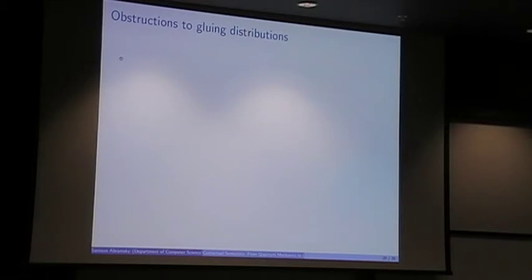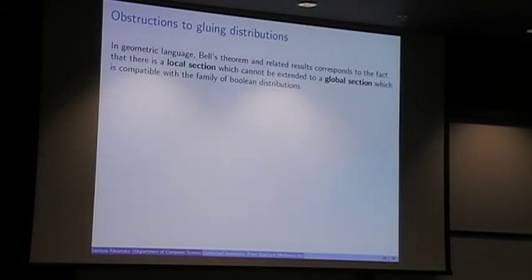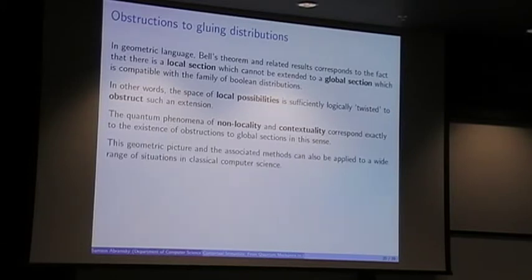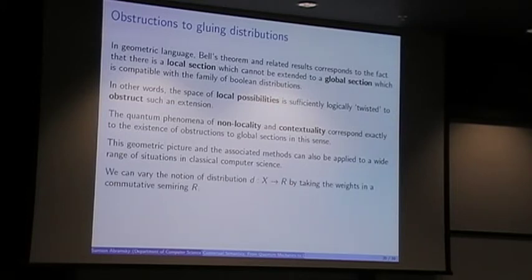But what we're seeing, and exactly the general content of the kind of result we're talking about, is that there are obstructions to gluing distributions. In geometric language, Bell's theorem and related results says that there's a local section which cannot be extended to a global one which is compatible with the family of distributions. So somehow the space of local possibilities is sufficiently logically twisted to obstruct such an extension. And the quantum phenomena of non-locality and contextuality correspond to the existence of obstructions to global sections in this sense.